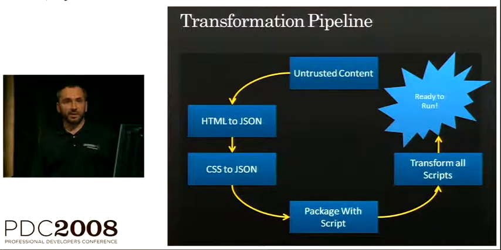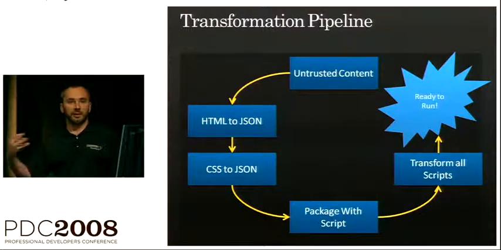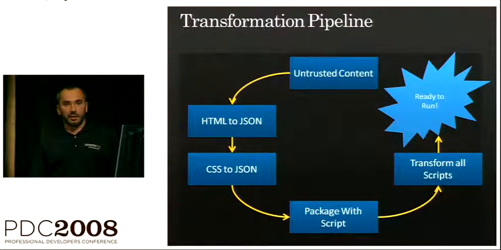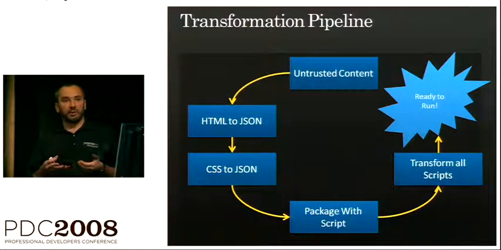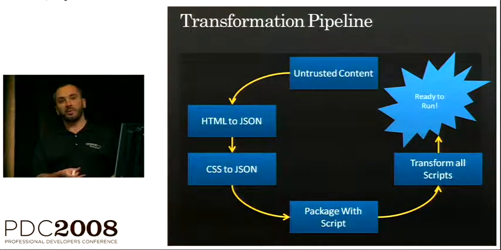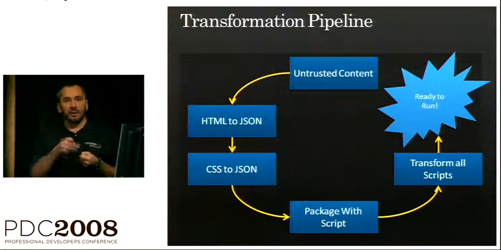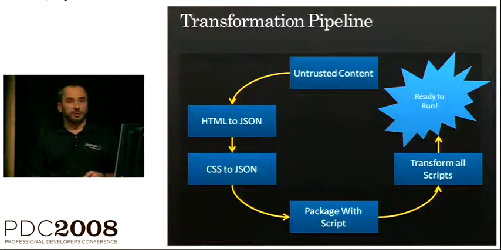So we start with untrusted content that we're getting from an external site. And we're running this content through a transformation pipeline. The first transformation that we're doing is transforming the HTML into JSON. And the way we do that is with an HTML parser. It builds up the parse tree and then walks the parse tree and generates JSON.